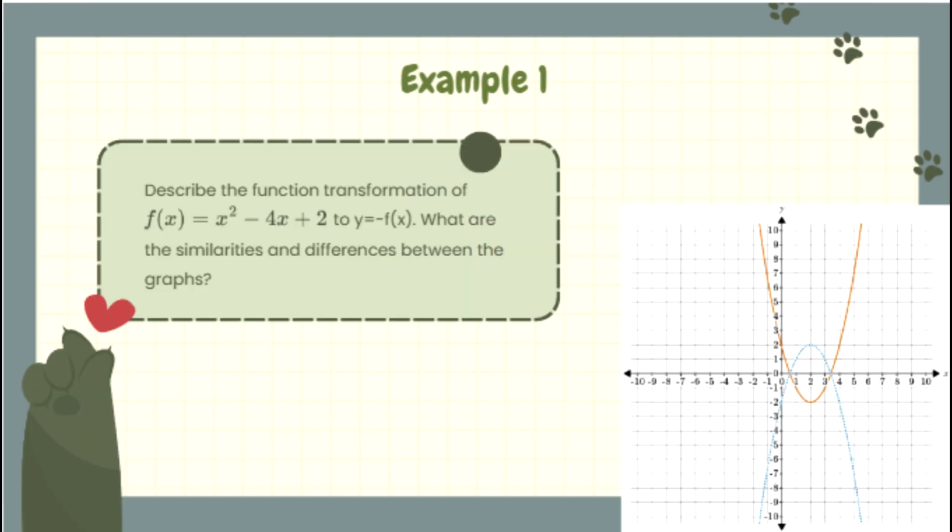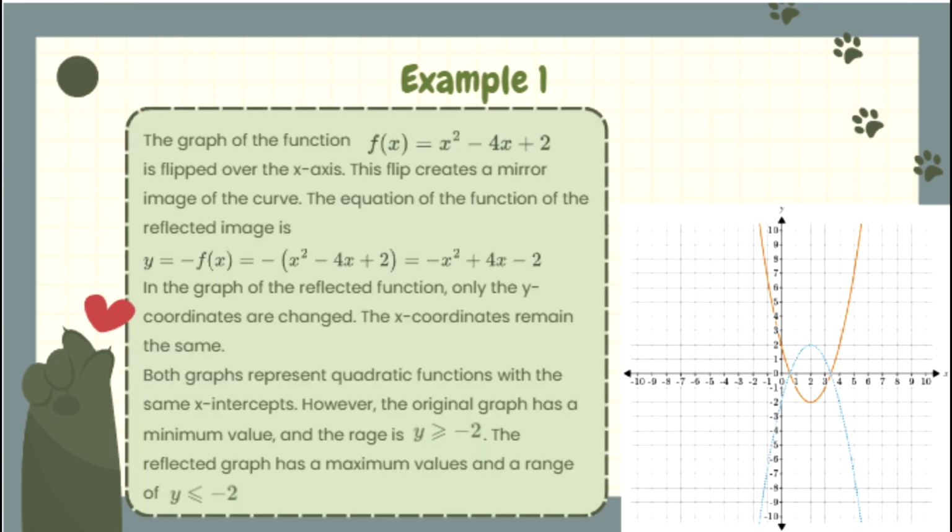Example number 1, describe the function transformation of f of x equals x squared minus 4x plus 2 to y equals negative f of x. What are the similarities and differences of the graphs? We'll go through this together. Okay, the graph of the function f of x equals x squared minus 4x plus 2 is flipped over the x-axis. Okay, this flip creates a mirror image of the curve.